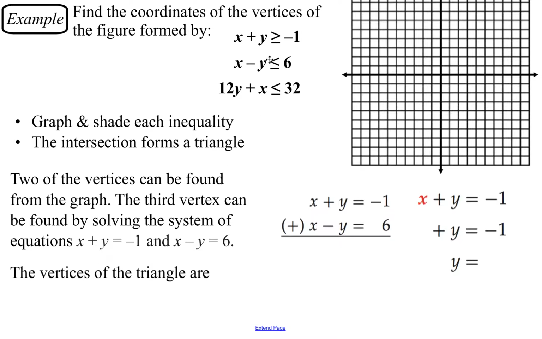So I would put each of these in slope-intercept form, and the toughest one to graph is going to be this third one. So this one we would have y is greater than or equal to negative x minus 1, so it crosses at negative 1 and has a negative 1 slope. This one would give us y is greater than or equal to x minus 6, so it'll cross at negative 6, and it will have a positive 1 slope.